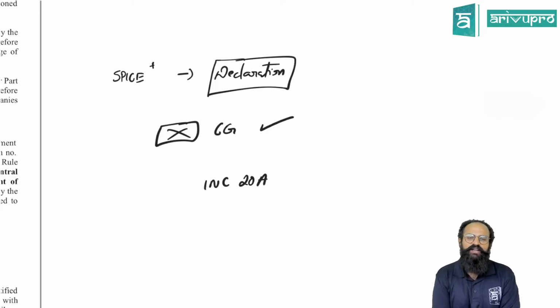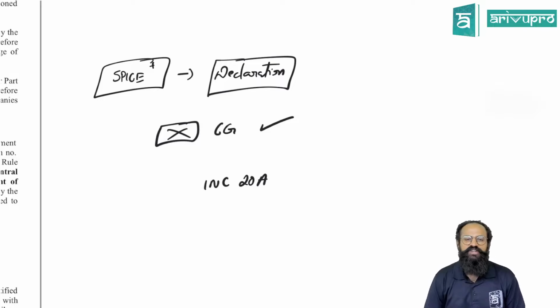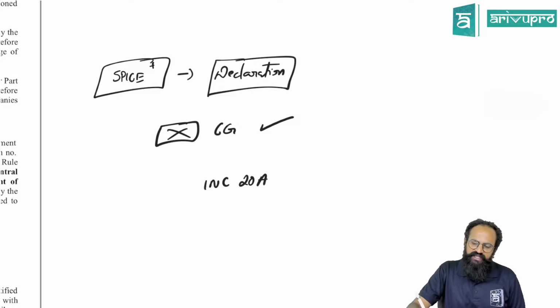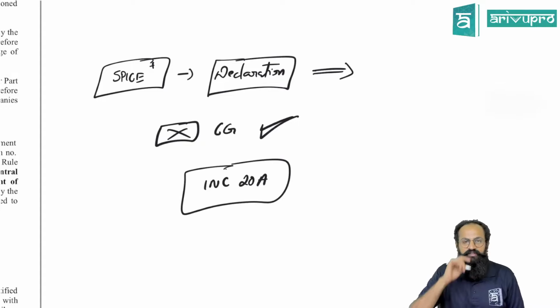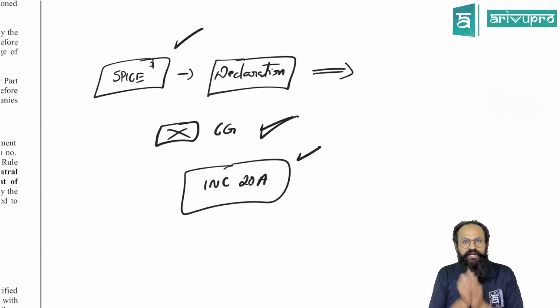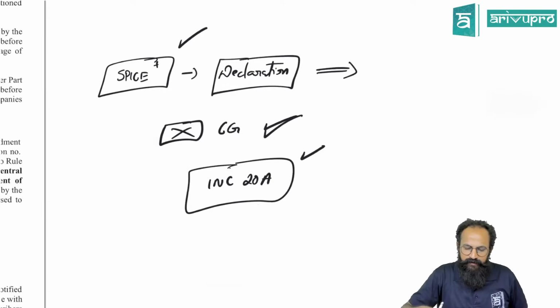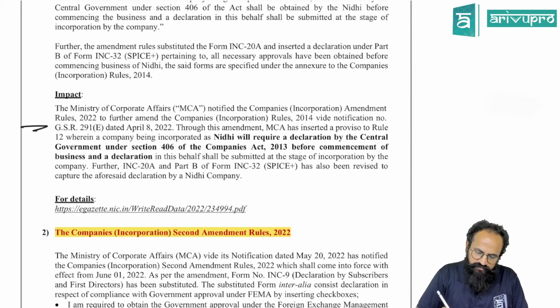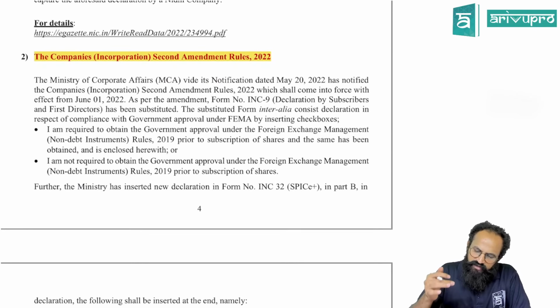So what they are telling now is that in SPICe+, they have added one declaration. What? Before you commence your business, you promise today that you have to first get central government approval, and you give that in the incorporation document. Now, even before you commence your business and file INC 20A, you have to first get the central government's approval. So without this, you cannot commence the business now. So this change has been made in INC 20A and SPICe+. What is that? The declaration you have to give is that you are going to take central government's approval, without which you are not going to commence the business. That is the amendment. Clear? Okay, simple.